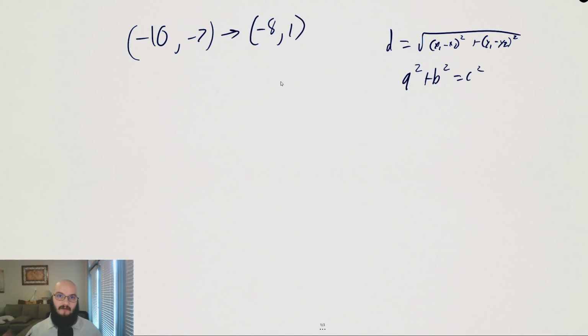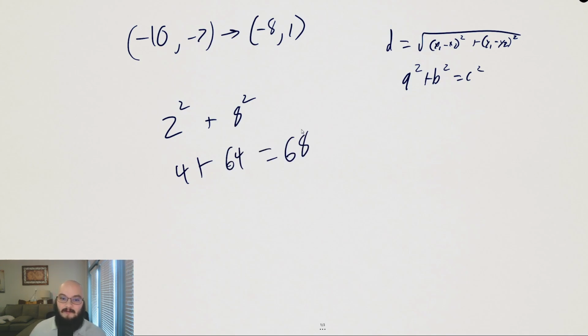So what is the distance I traveled left to right? Well, the distance I traveled is 2. The distance between -10 and -8 is 2. So left to right is 2. How far did I travel up and down? I went from -7 to 1, which is a total distance of 8. So I need to take my x distance, square it, my y distance, square it, and that's going to be 4 plus 64 is equal to 68.